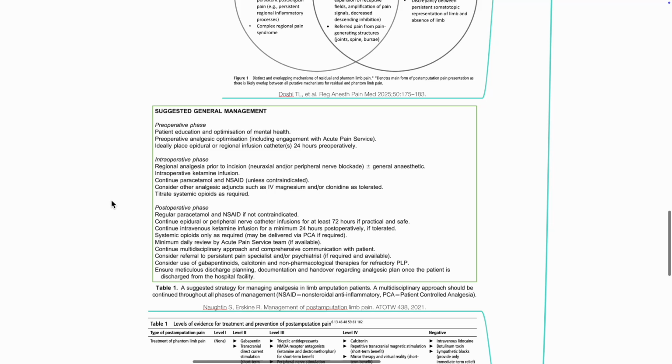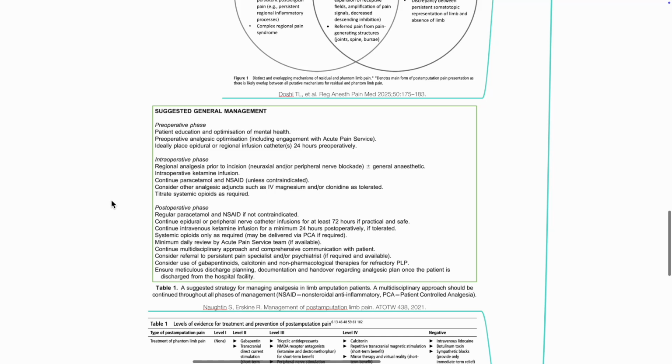Postoperatively: regular paracetamol and NSAIDs if not contraindicated. Continue epidural or peripheral nerve catheter infusions, if practical and safe. Consider IV ketamine infusion. Systemic opioids only as required, which may be delivered as PCA. Minimum daily review by the acute pain service team.